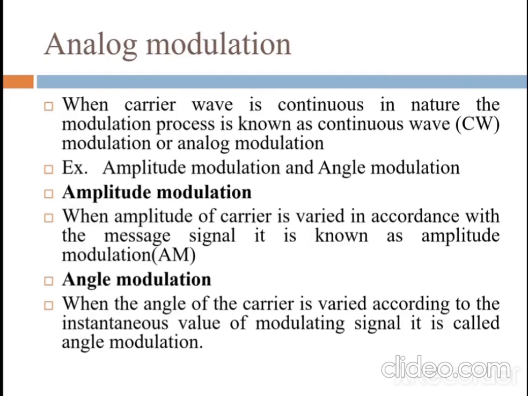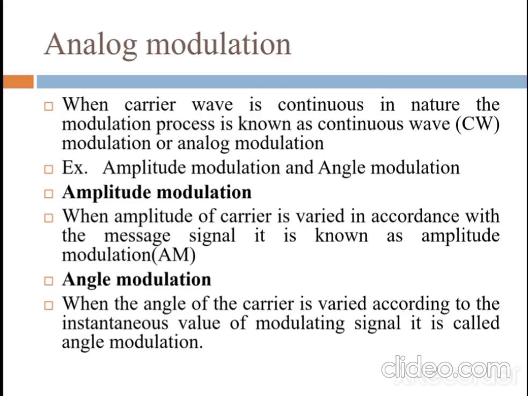First, analog modulation. So what is analog modulation? When the carrier wave is continuous in nature, the modulation process is known as continuous wave modulation or analog modulation. Examples of analog modulation are amplitude modulation and angle modulation. Again, what is amplitude modulation? When the amplitude of the carrier is varied in accordance with the message signal, it is known as amplitude modulation. That means the carrier's amplitude changes.